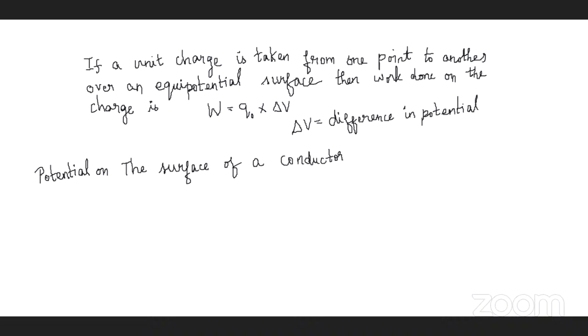Sir, in equipotential surface, sir. I am talking just on the surface of a conductor. Yes, tell me. Sir, it will be the same for all points. Yes, your answer is right. Can you explain that? Why is it the same? Because the surface of a conductor is equipotential. Just now we have discussed that point. So it is equipotential, so the potential on the surface of a conductor is the same.